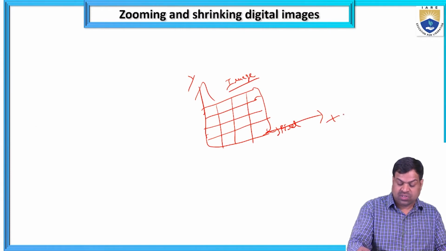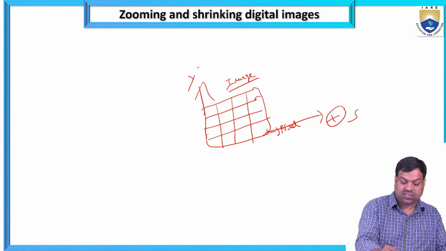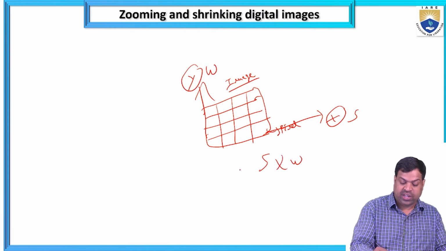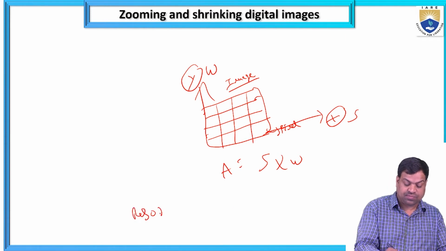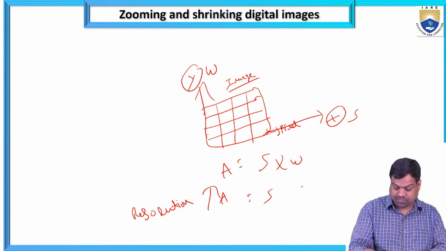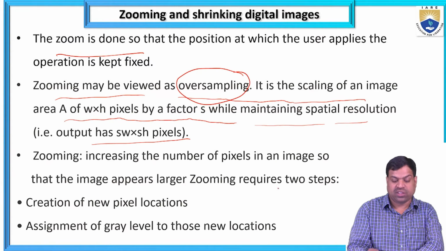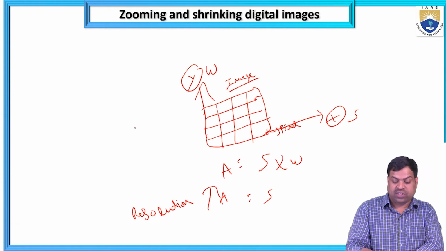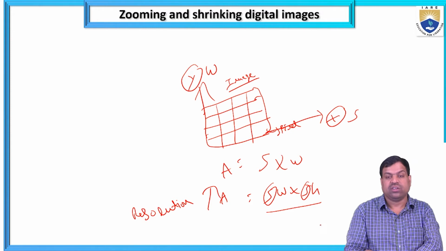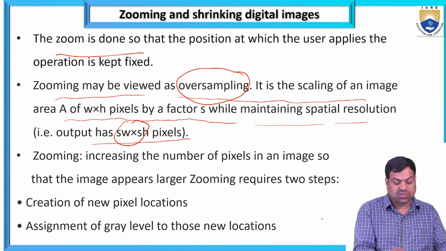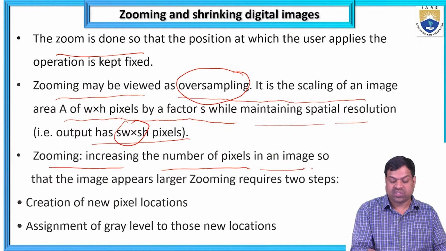I'm taking S and W. S into W, area A equals total S into W, but I want to increase the resolution. If I want to increase the resolution, I apply SW into SH. Why? Because I'm increasing the resolution values. So zooming means increasing the number of pixels in an image so that the image appears larger.